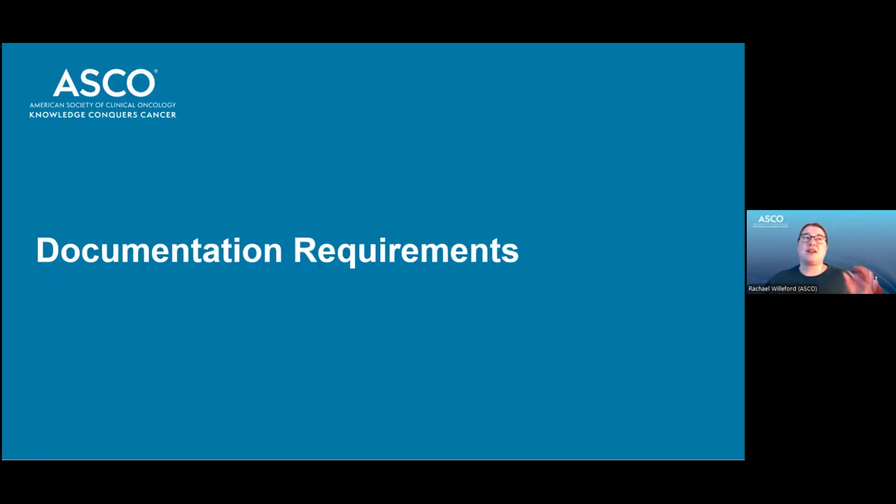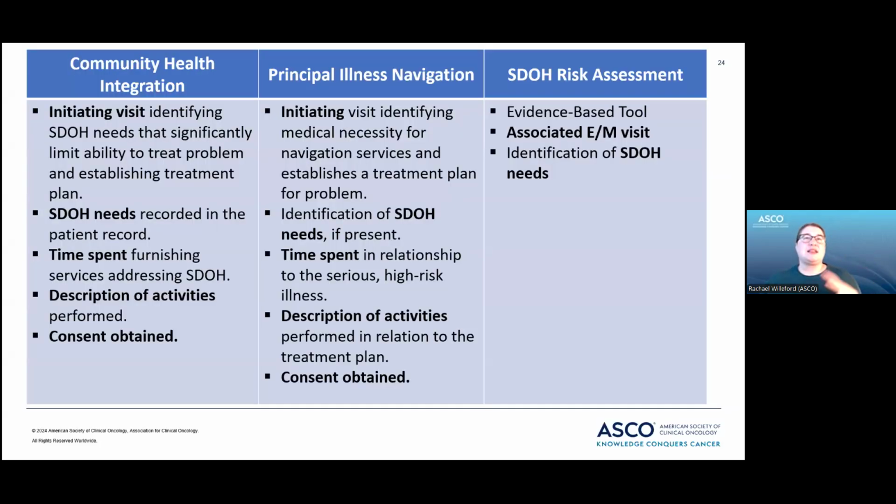There are also documentation requirements in order to report these services. In addition to the specified training, CMS provided guidance on the specific documentation needed to report these codes. Community health integration services require an initiating visit, typically, but not limited to, an E&M visit. At this visit, the physician or qualified healthcare professional must identify social determinants of health needs that limit the ability to treat that problem and establish a treatment plan at the time of the visit.